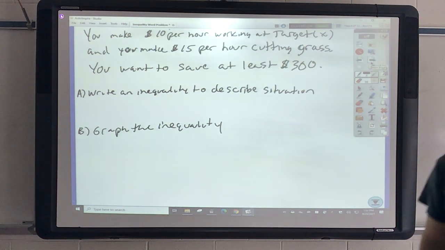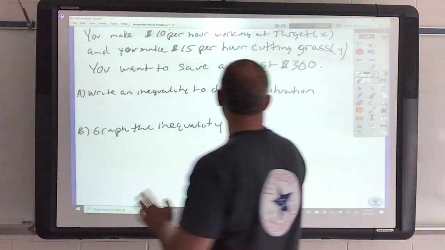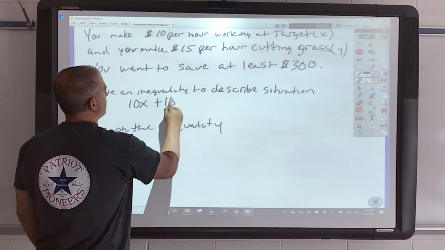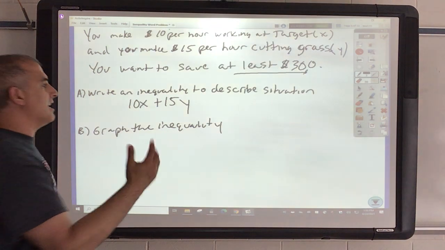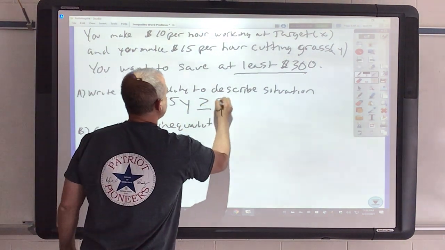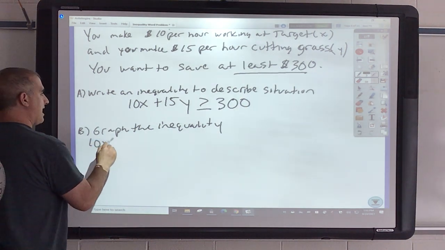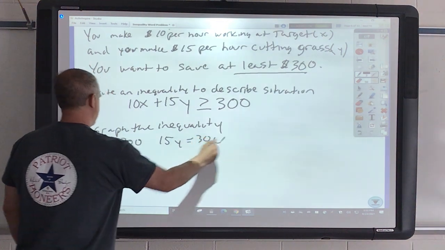It says you make $10 per hour working at Target, X, and you make $15 per hour cutting grass, that's going to be Y. You want to save at least $300. So what that's going to be is 10X plus 15Y. Now this is a little bit different. You want to save at least, that means I would like to make greater than or equal to 300. Once again, we can solve these out by setting both of those equal to 300.